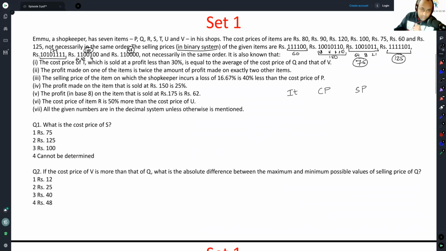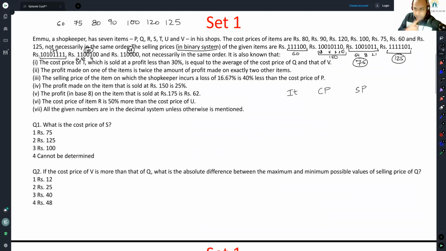The cost price of T, which is sold at a profit of less than 30%, is equal to the average of the cost prices of Q and V. Okay, so the cost price of T is the average of the cost prices of Q and V. First, I want to list all the cost prices in sequential order: 60, 75, 80, 90, 100, 120, and 125. These are the different cost prices that are available.